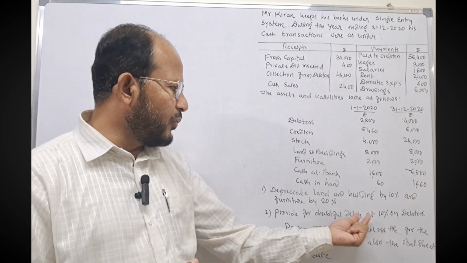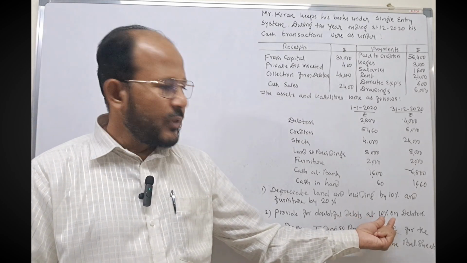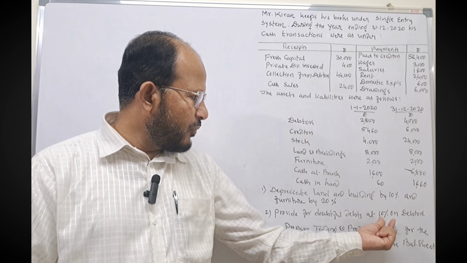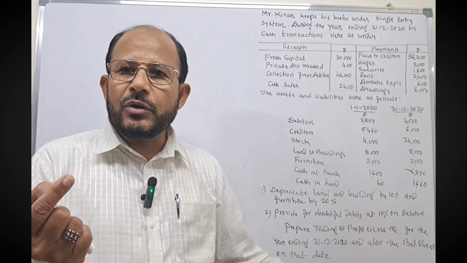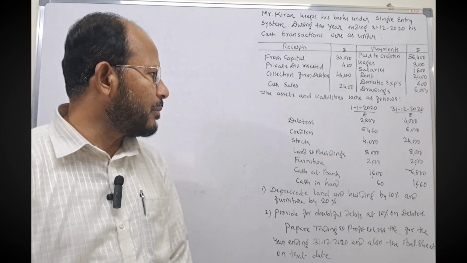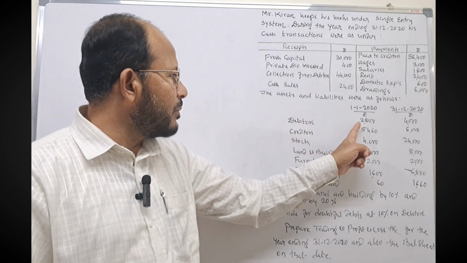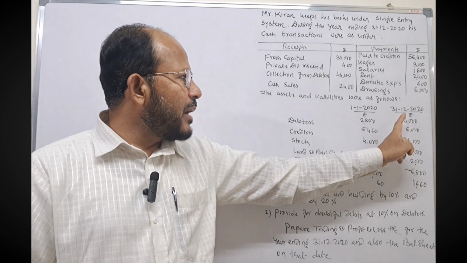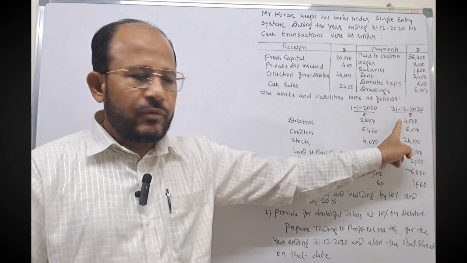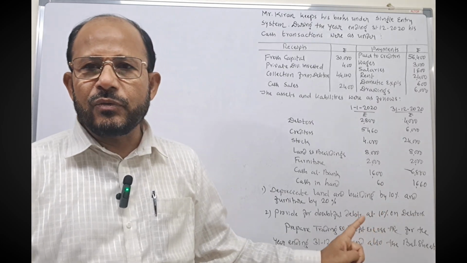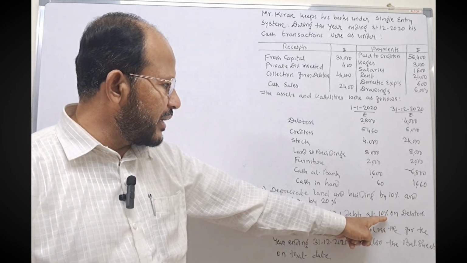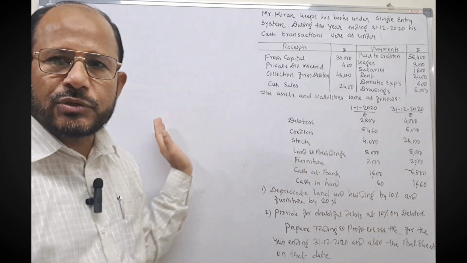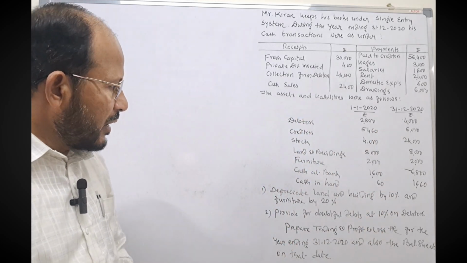Next, provide for doubtful debts at 10% on debtors. Here the provision is to be created on debtors. Therefore, 10% of what? 10% of the closing value of debtors. That you have to remember. Here debtors' opening value is also given and closing value is also given. The closing balance is required to be taken here for calculating the provision for doubtful debts. Therefore, 10% of 4,000 is to be calculated and charged to the profit and loss account.